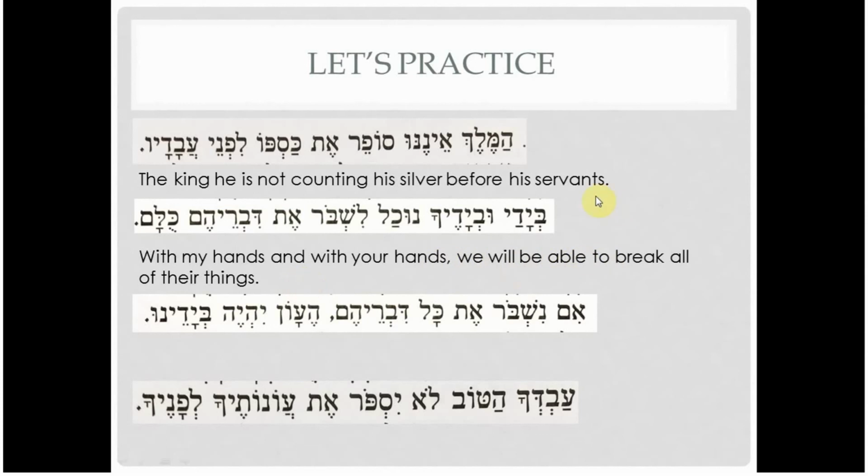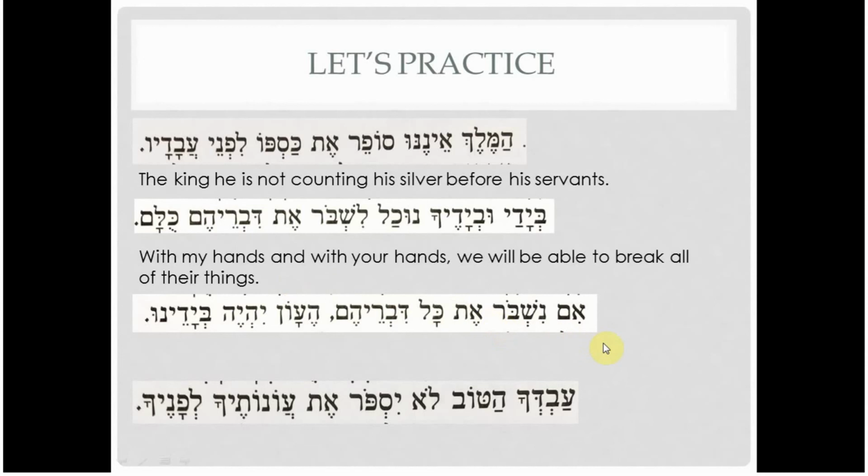But you might think it's strange that we translated the beit with a "with," but this is called an instrumental usage of the beit. So it means, really, if you wanted to do it woodenly, by means of my hands, or by means of your hands, we will be able to break their things, all of them. Or in idiomatic English, we could say, we will be able to break all of their things. Okay, let's go to the next sentence.